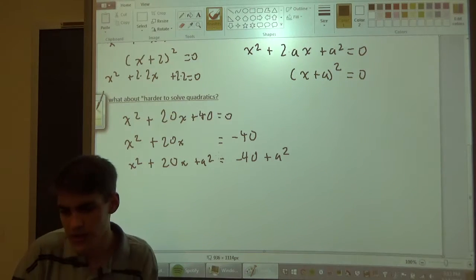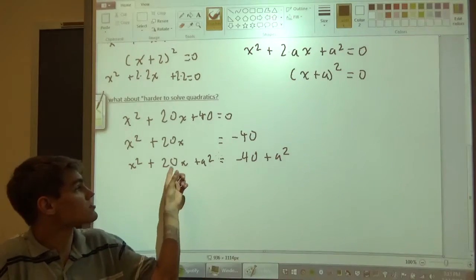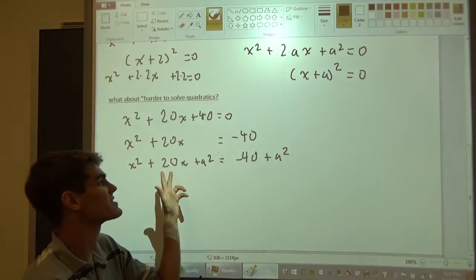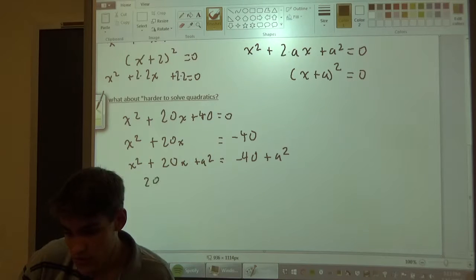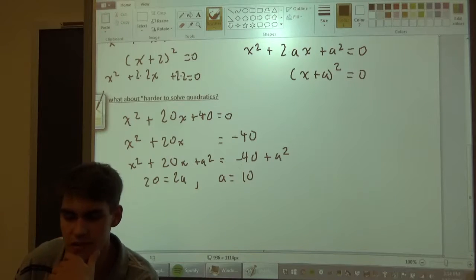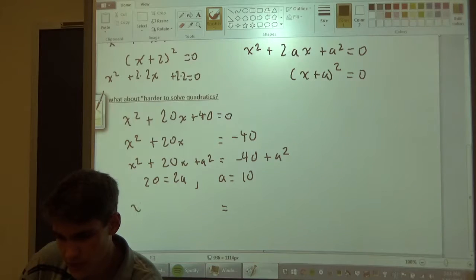Well, here we hit kind of a roadblock, right? Now we're not really sure where to go. This side almost looks like this. They're close, but this 20 is kind of messing things up. Well, I want this 20 to be equal to 2a. And that would happen when a is equal to 10, because you divide 20 by 2, right? So it looks like in order for this to be an easier to solve quadratic, we should let a be 10. And what happens next is cool.